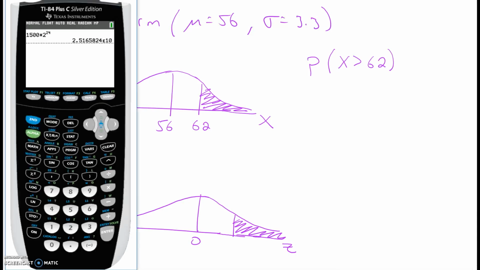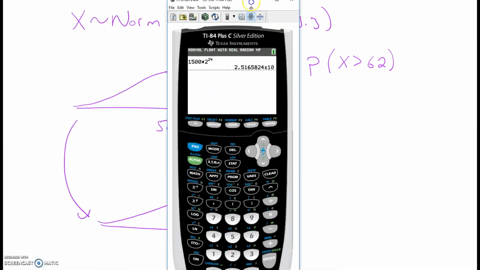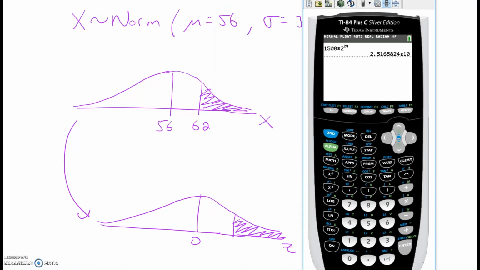Pause. TI emulator. Okay. All right, do you know how to do the area underneath the normal curve in the emulator? Yes, I do. Can you please show us? Second distribution, normalcdf. Okay. All right. So actually, here I could erase. I was going to find the z-score, but you don't have to.